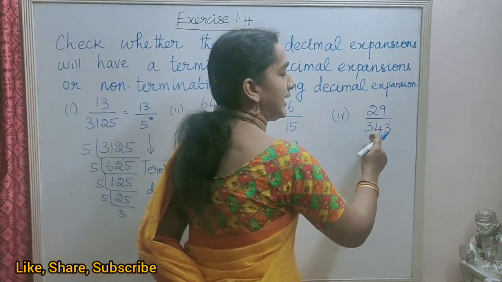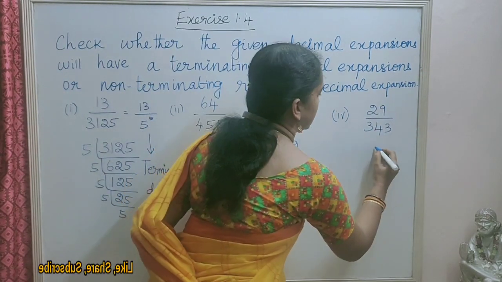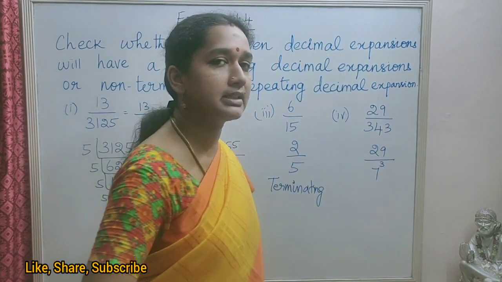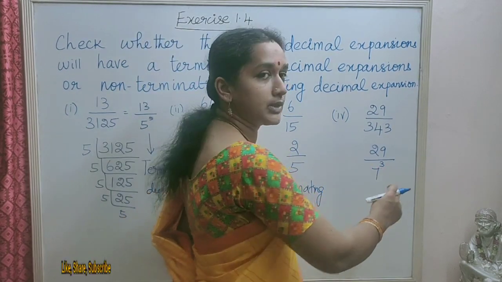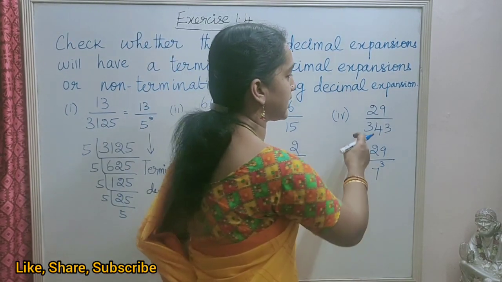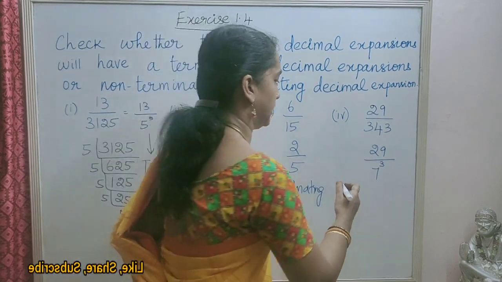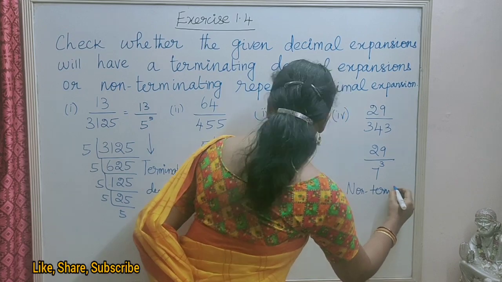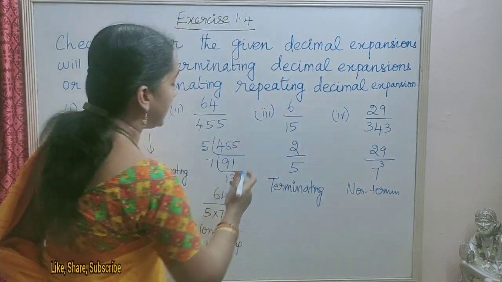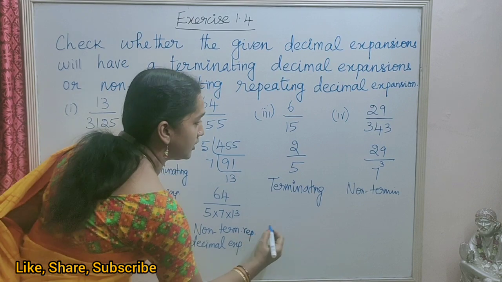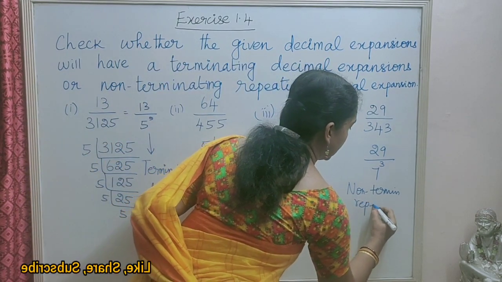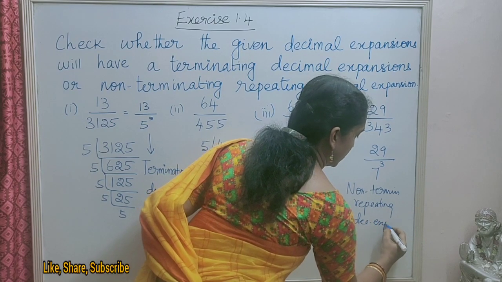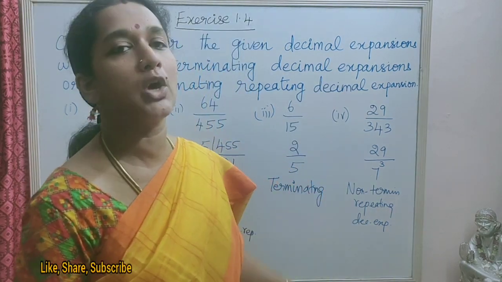Okay, then this one, 29 by 343. This 343 you can write as 7 cube, 7 into 7 into 7. 7 sevens are 49, 49 sevens are 343. So this is a non-terminating repeating decimal expansion. With this I have completed exercise 1.4.